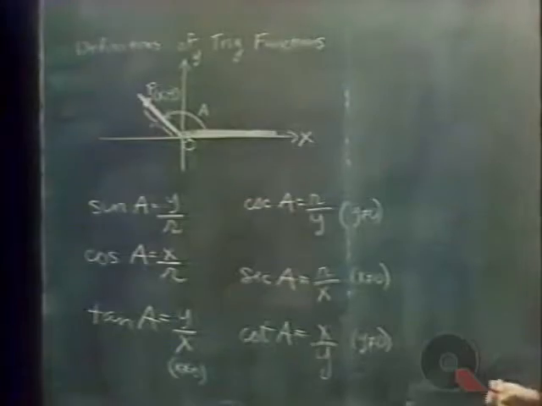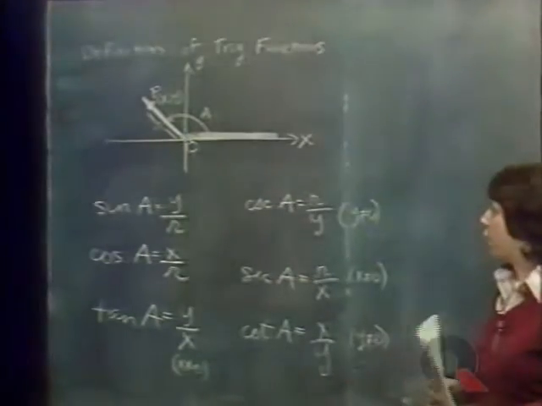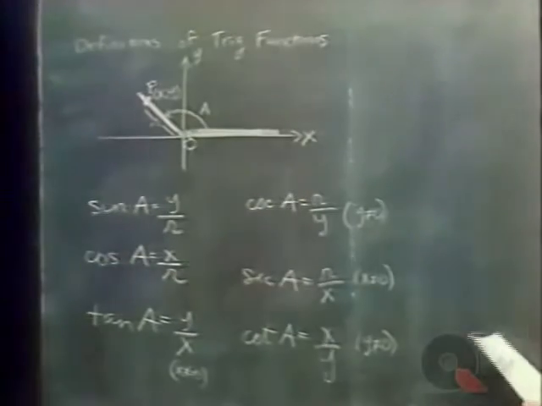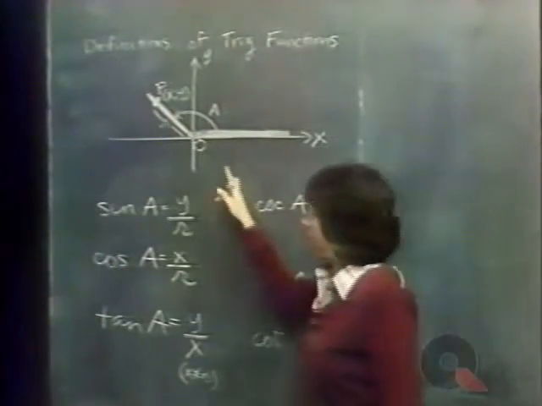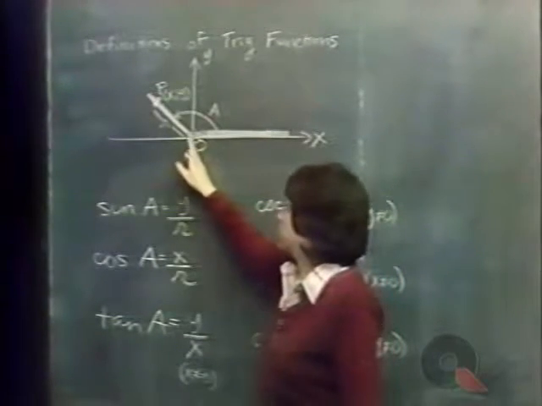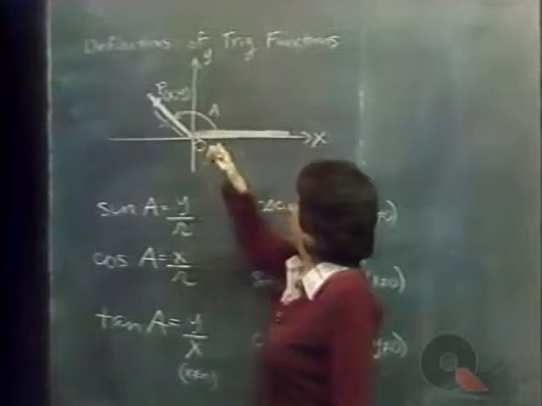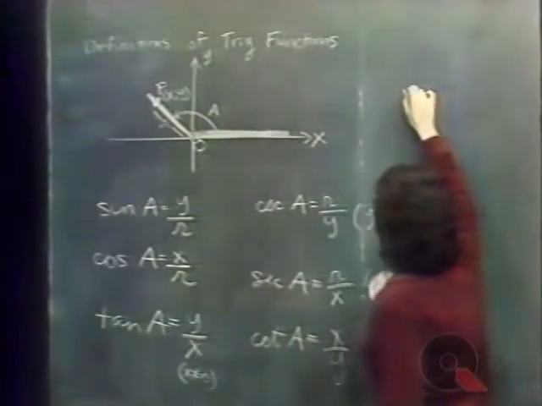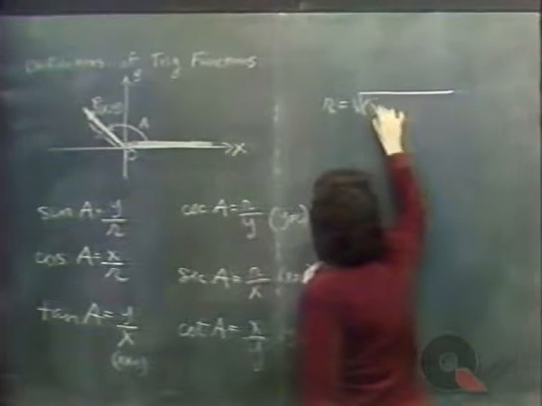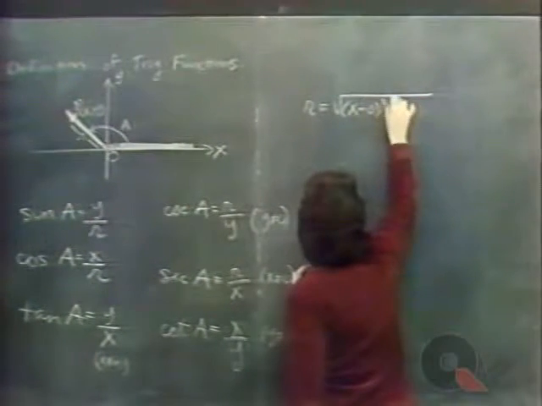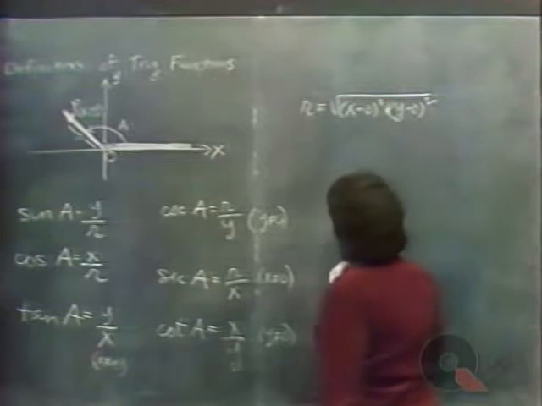We'd like to continue to develop trig relationships. The ones we're going to develop now are called the Pythagorean identities. Okay, let us start by making use of the fact that if r is the distance between the origin and point P, we can write r as the square root of x minus 0 squared plus y minus 0 squared by using the distance formula.